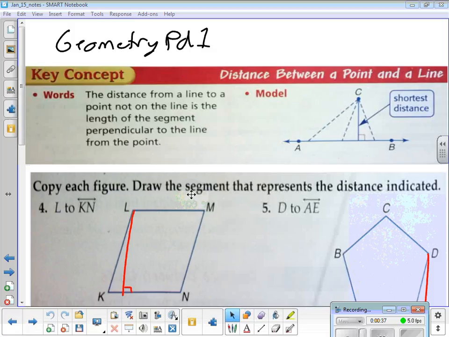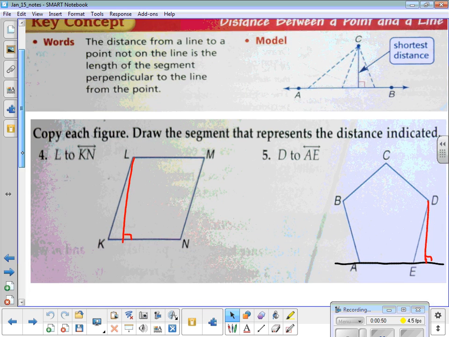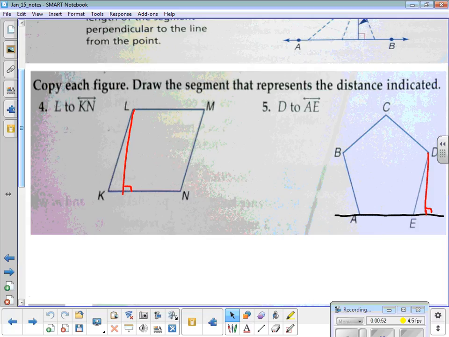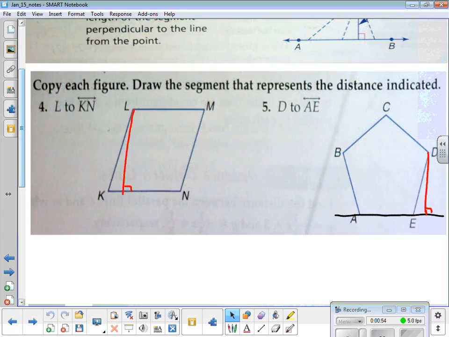We talked about this stuff today in class. The distance from a line to a point not on the line has to be that perpendicular line. When we did it here for KLN, we just had to draw the line straight down to KN. For ABCDE, we had to extend the AE out and then drop it down.